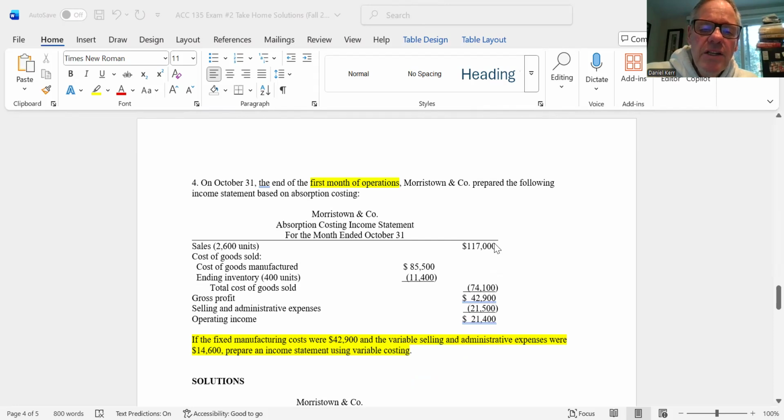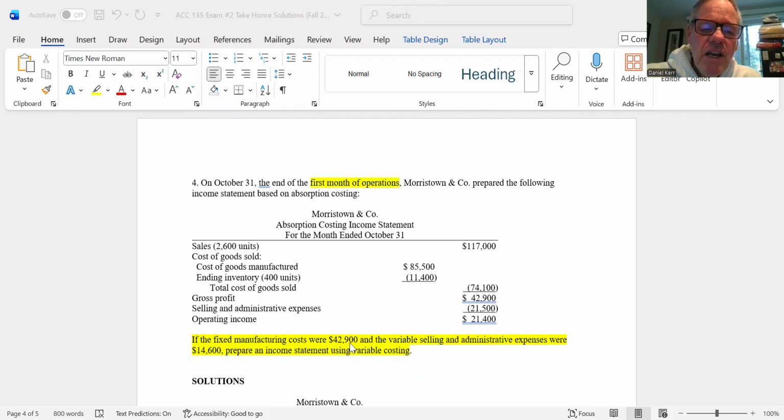So this is on the basis of absorption costing. Under absorption costing, the cost of goods manufactured and the ending inventory is going to include fixed costs, and the selling and administration expenses include both fixed and variable costs. So they tell us a few things here.